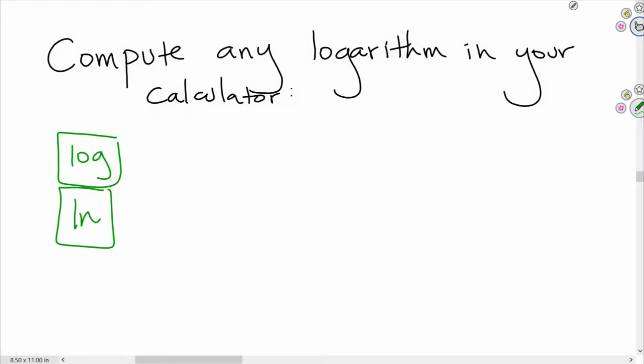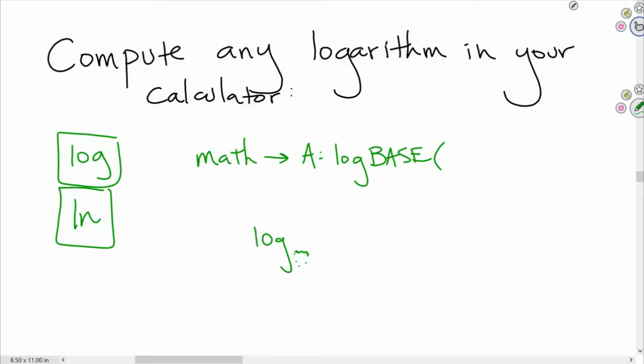If it's not base 10 or base e, push the math button, and then if you scroll down, or actually going up is faster, under A, we have log base, is what it says. If you click that, it takes you back to your home screen, and it says log, and there's an area to put the base, and then a place to put the number. So you can just type in, let's say base 2 of, I don't know, 16, and it gives you 4, which I already knew.